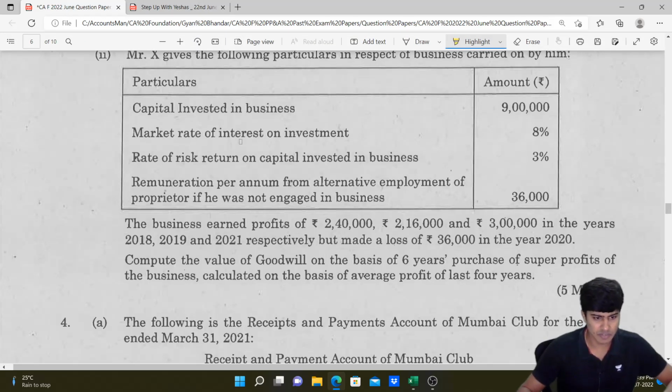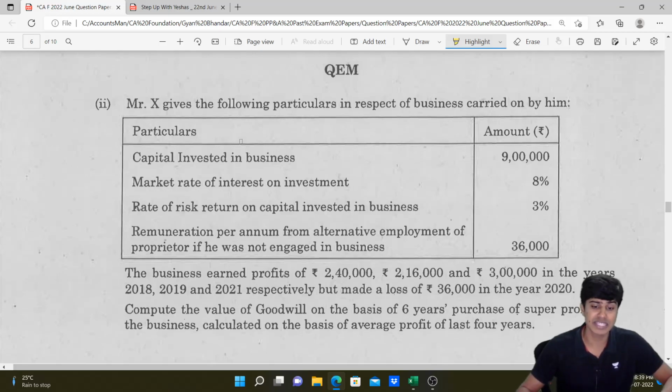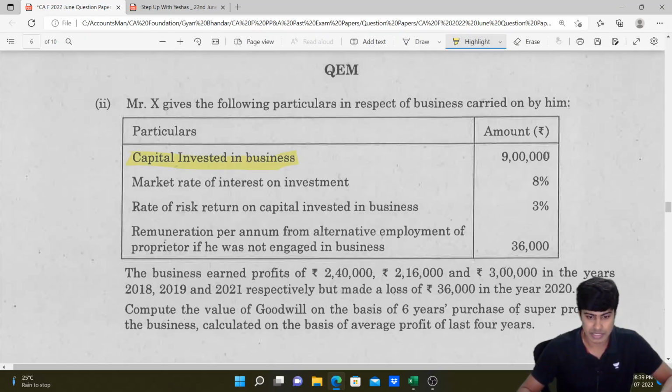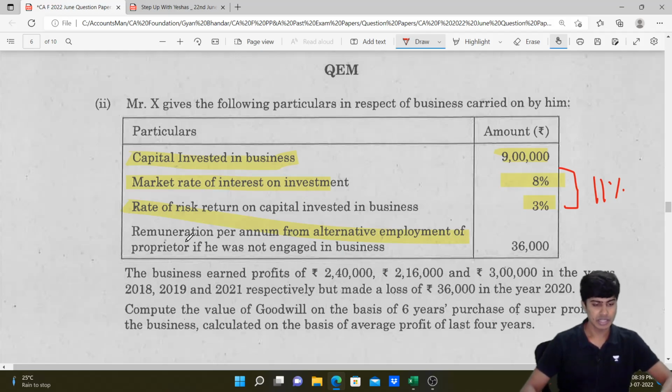Mr. X gives the following particulars in respect of business carried on by him. Capital invested in business is 9 lakh. Market rate of interest is 8%. Risk rate of return is 3%. So normal rate will be 11, 8 plus 3. Normal rate of return will be 11%.